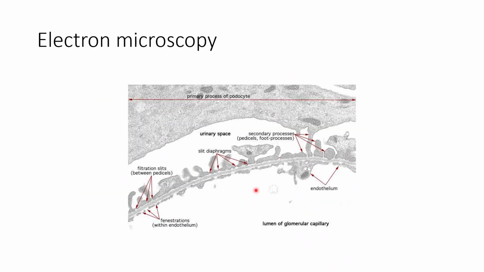Now this is the electron microscopy specimen of the filtration barrier. So you see this is the capillary endothelium, which has fenestrations so that filtration can happen. Then this is the basement membrane that is negatively charged and prevents any loss of negatively charged protein. And then this is the podocyte. This is the primary process and these are secondary processes. This will form the foot processes and they will have a space in between that is the slit diaphragm.